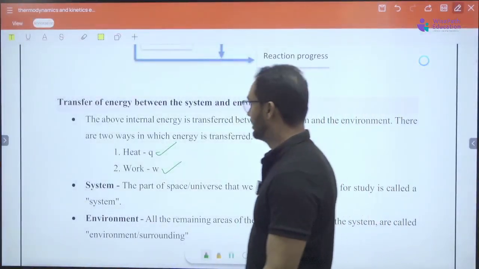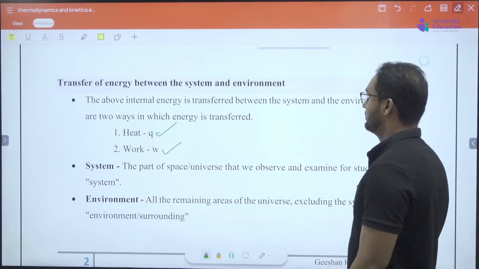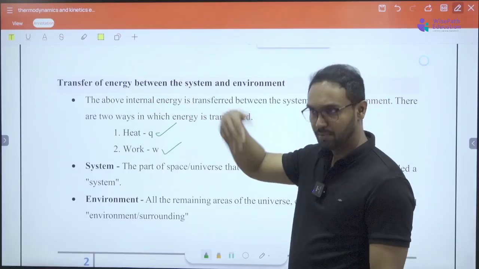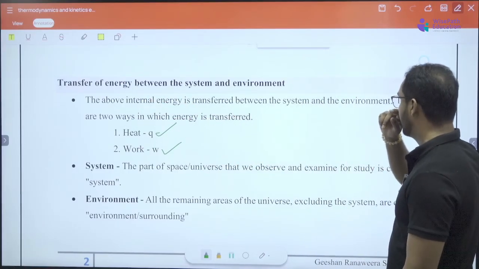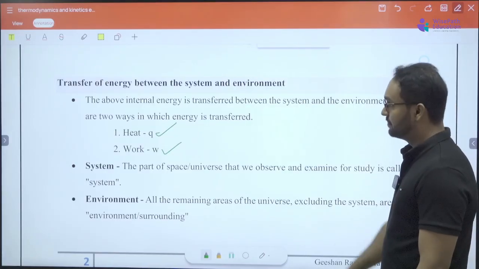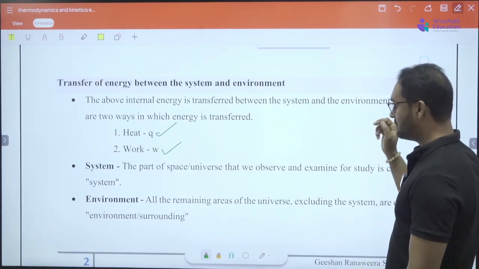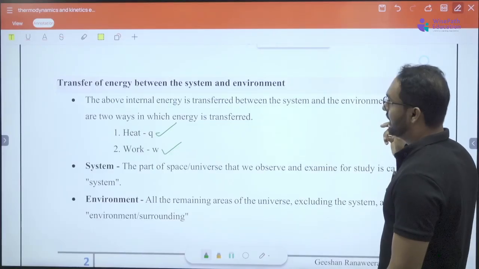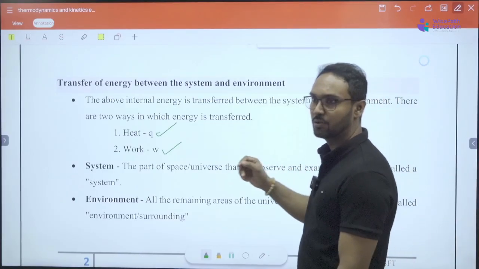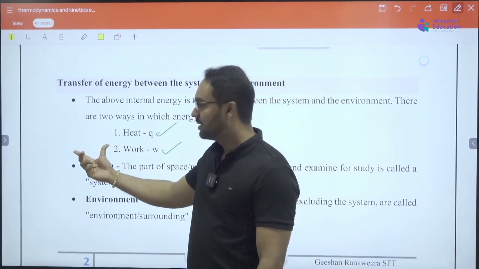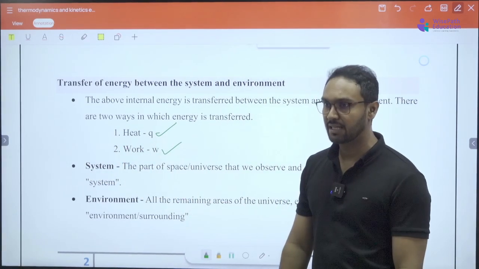Now come to the theory. The internal energy, released or absorbed, is transferred between the system and the environment. There are two ways in which energy is transferred. What are the two ways? Heat and the work done, right? The heat and the work done.